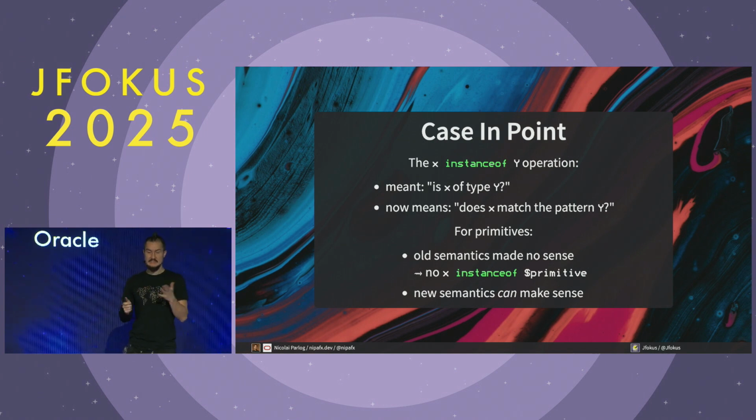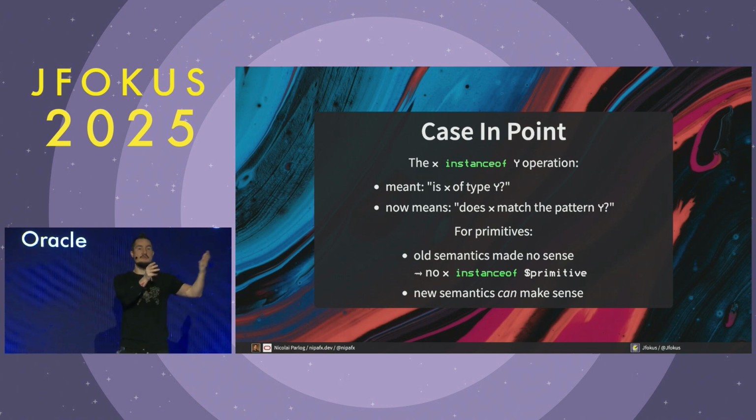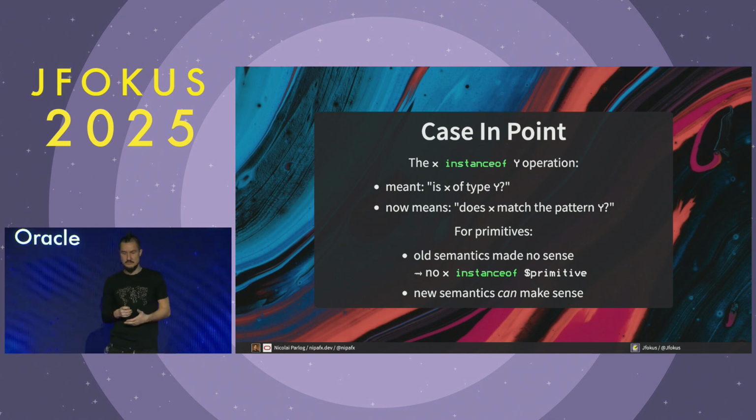So x instanceof Y used to mean: is x of the type Y? This is how we read instanceof. Right? Is the variable x of the type Y? And we should really change that perspective and think about it: does x match the pattern Y? So does x match the pattern of being of type string, or being a record that can be deconstructed thusly? That's how we should think about it.